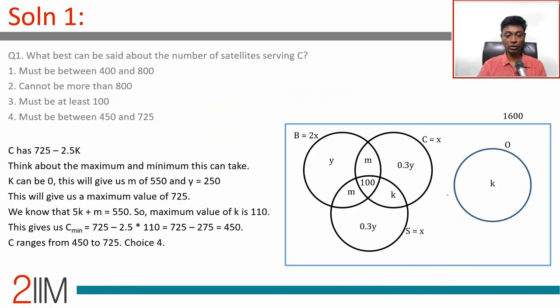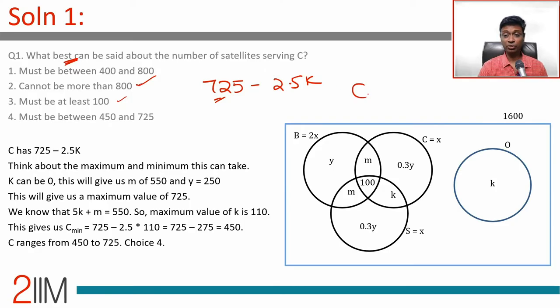And so we know the expression is 725 minus 2.5K. So the maximum this can be is 725. "Must be between 400 and 800" is probably true, but not good enough. "Cannot be more than 800" is also probably true. "Must be at least 100" is also probably true. I'm saying what best can be said. So let's try to find the minimum and maximum.